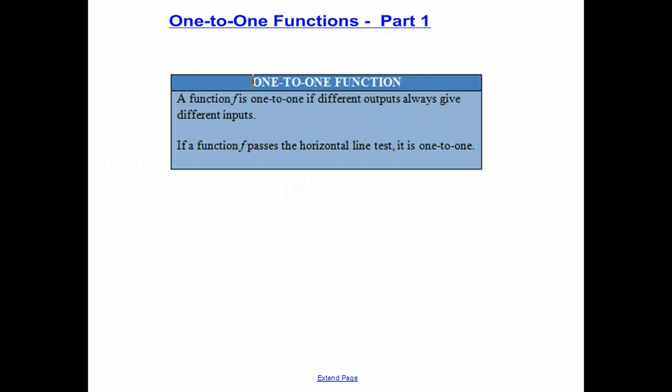So just to review, a function f is one-to-one if different outputs, or different y values, always give different inputs, or different x values. And the easy way of telling is if a function passes the horizontal line test, then it is a one-to-one function.